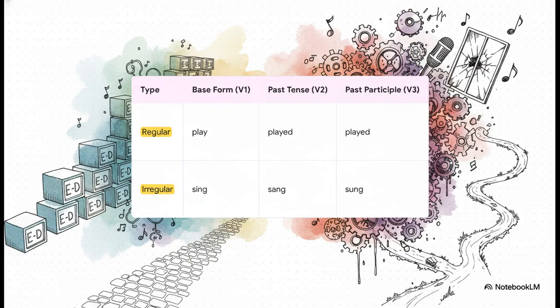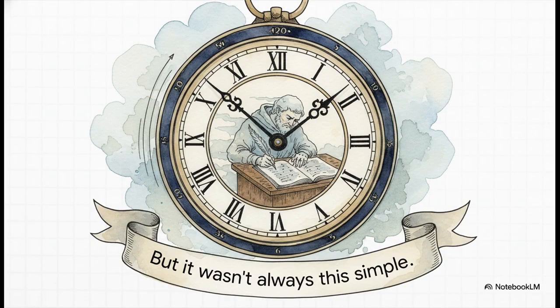And this is where we get right to the heart of our mystery. On one hand, you have these super simple, predictable, regular verbs. They just add ed. Easy. But then you've got this other group, the irregulars, and they seem to follow no rules whatsoever. Sing, sang, sung. Drive, drove, driven. What on earth is going on here? Where did this chaos come from? To answer that question, we have to go back, way back.